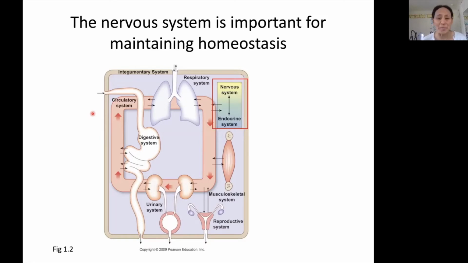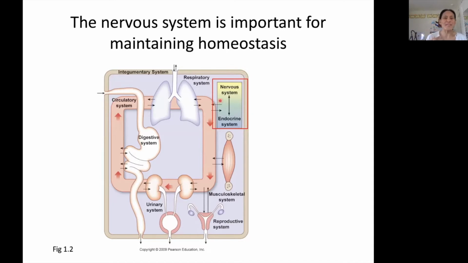I just want to start by saying that the nervous system is very important for maintaining homeostasis. We talked about homeostasis in the first lecture. There are really two main organ systems in the body that are in charge of homeostasis, and those two systems are the endocrine system, which we just finished learning about, and the nervous system.